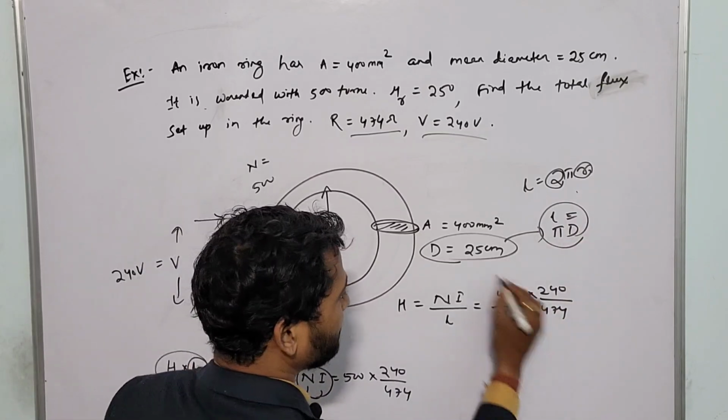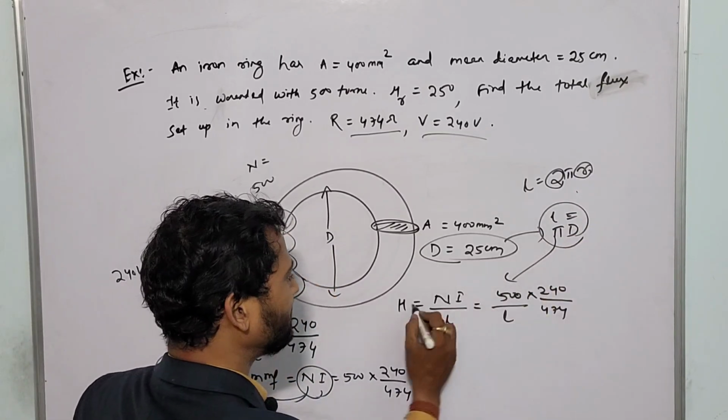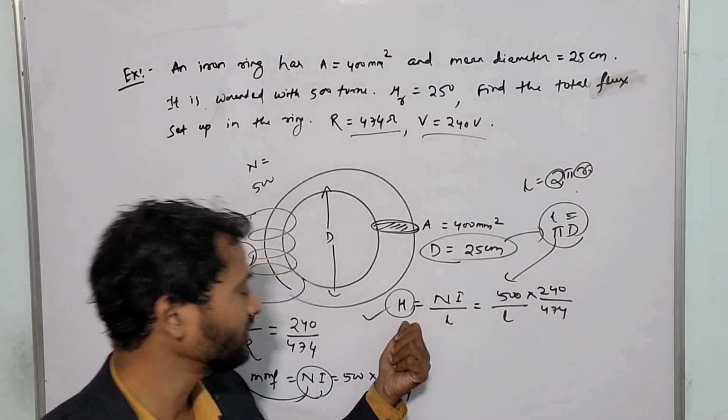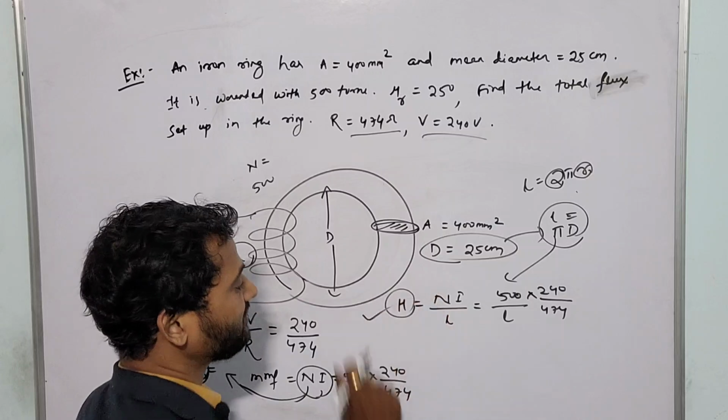Clear? So we can put this value. You calculate it. You put the value and get the answer. H मिल जाएगा. अरे everything will given. You just find out the value of H. H मिलने के बाद क्या करोगे?